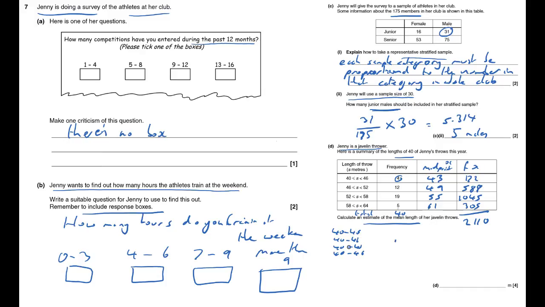And the mean is the total, 2110, divided by 40, which is 52.75. And I can give it to that. Does that look about right? Yeah, it's about in this group here, and yep, that will do nicely. That is in the middle. I've done it correctly. That's question 7 done.